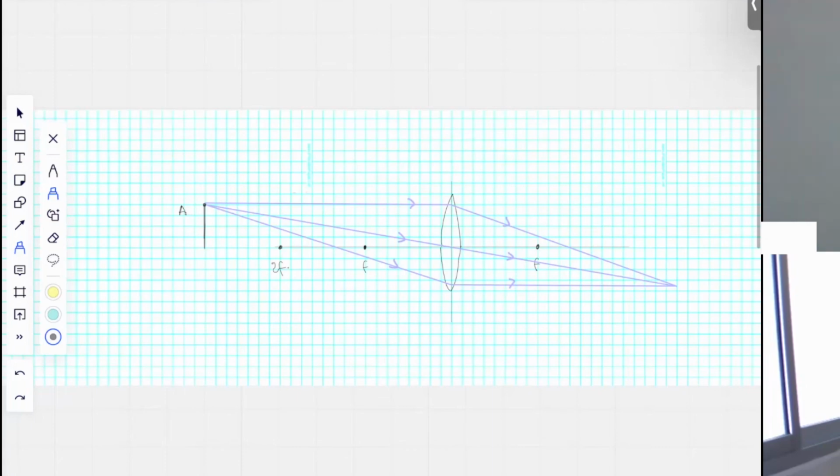I doesn't pass through F. Must pass through F. Okay. This one also doesn't pass through F. Means this one. Because if it pass through F, it will merge here. If it pass through F also, it will merge here. Yeah.